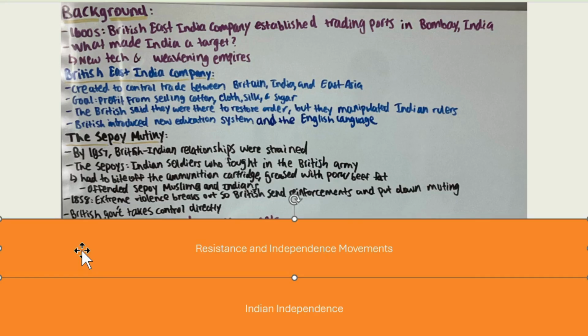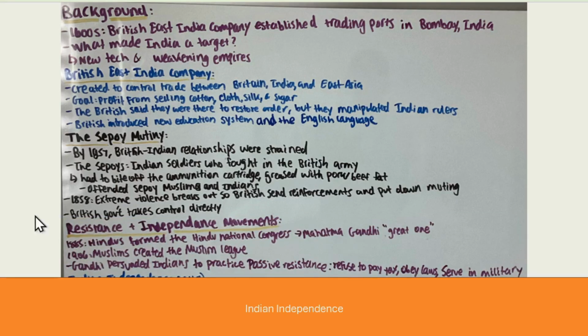The resistance and independence movements. In 1885, Hindus formed the Indian National Congress, with Mahatma Gandhi, the Great One. In 1906, Muslims created the Muslim League. Gandhi persuaded Indians to practice passive resistance: refuse to pay taxes, obey laws, and serve in the military, to go against the British for their freedom.